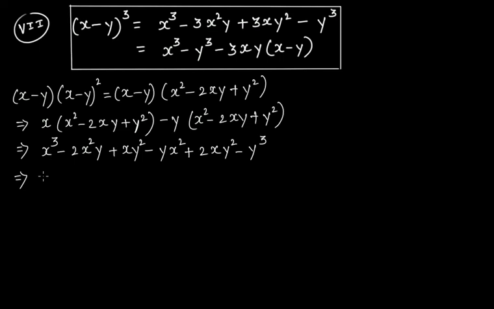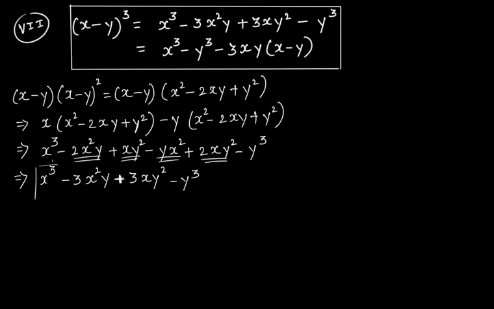Now this is x cubed, this is minus 2x squared y, and this is minus yx squared. Like terms, it's x squared y, it's also x squared y. So this is minus 3x squared y, right? Then you have this xy squared and you have plus 2xy squared. It means that it is 3xy squared. Can you see that you have a plus sign here? And then you have minus y cubed.